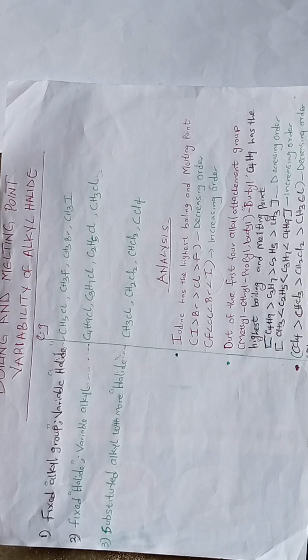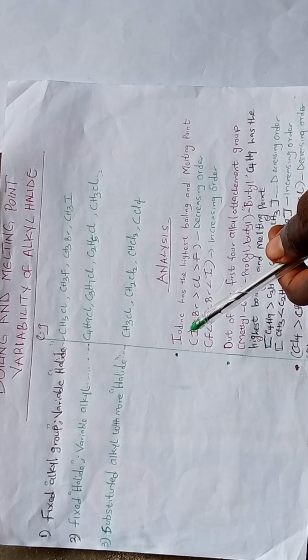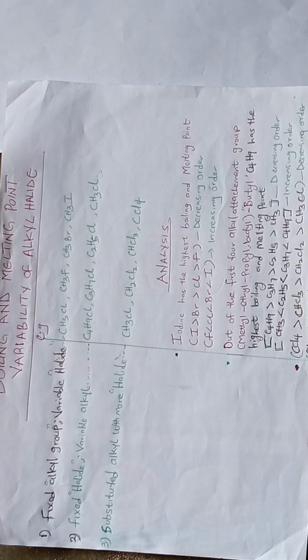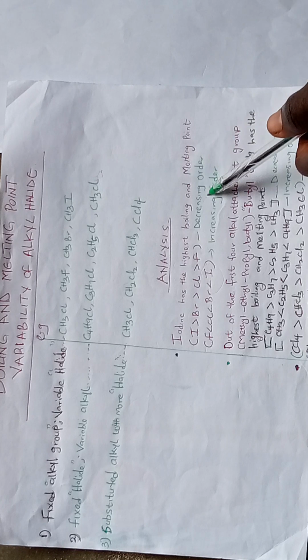Now, this is the analysis. First of all, you have to know that in terms of halide variation, iodine has the highest boiling and melting point. So iodine first, followed by bromine, followed by chlorine, and followed by fluorine. When you're arranging in decreasing order, please use the greater than symbol. Iodine is greater than bromine, bromine is greater than chloro, and chloro is greater than fluoro.